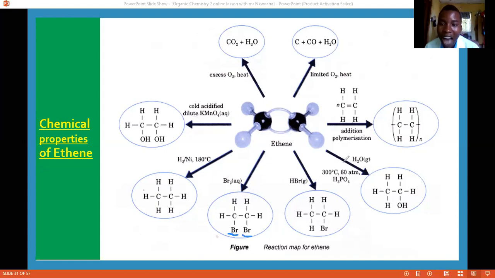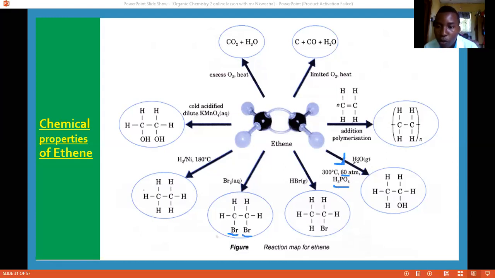Then there's another addition reaction here. This is called hydration. This reaction will take place at 300 degrees Celsius, 60 atmospheres, and in the presence of a phosphoric acid catalyst. So these are the reaction conditions. Please take note of the reaction conditions for hydration, addition of water.